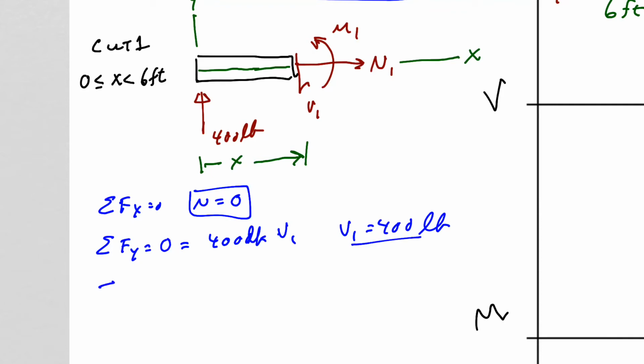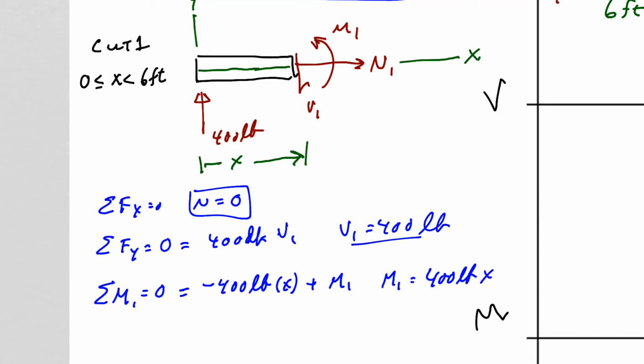Last, we are going to sum moments, and I'll do that at our cut 1, and that equals 0. If we look at that, we have minus 400 pounds times X plus M1. M1 equals 400 pounds times X. Okay, so now we have to graph this.